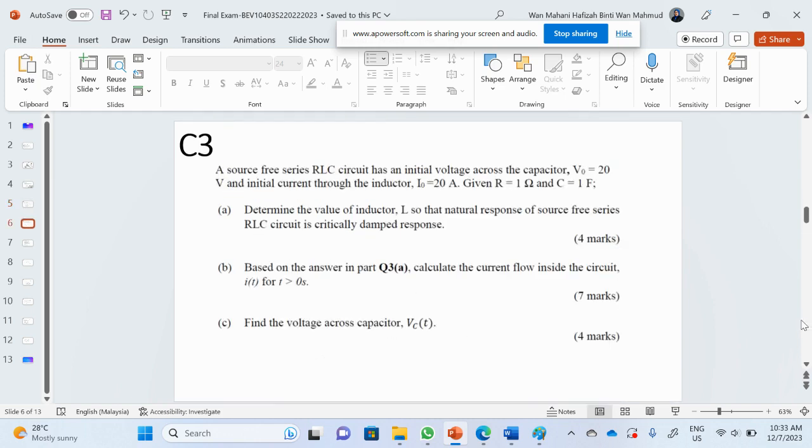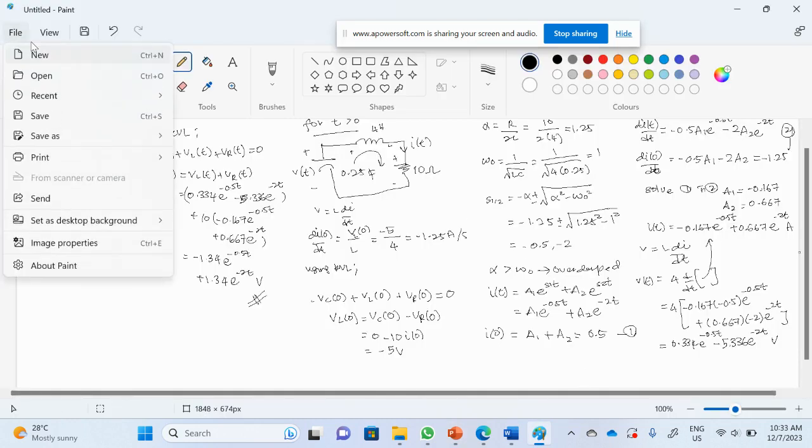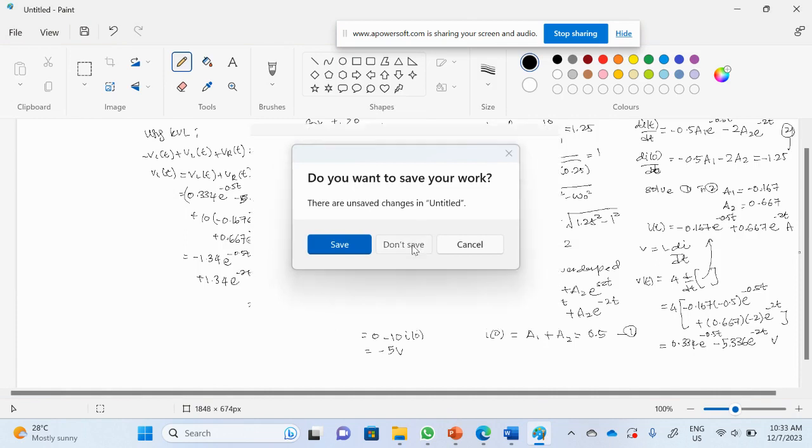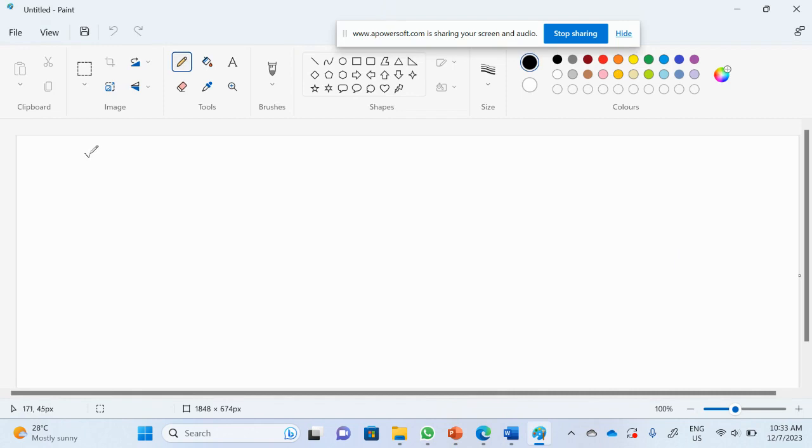Okay, so the next style of question. Okay, yang ni contoh kalau awak tengok ni, dia tak bagi apa? Dia tak bagi circuit. Tapi you kena faham based on dia punya given information. Okay, tengok dia bagi value apa? A source-free series RLC has an initial voltage. Okay, dia dah bagi tahu siap-siap.